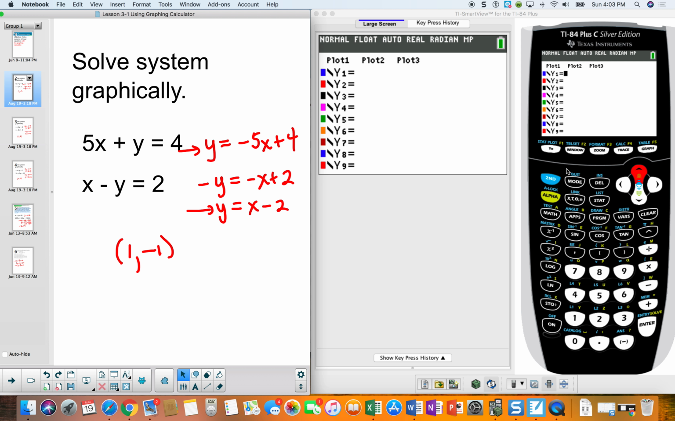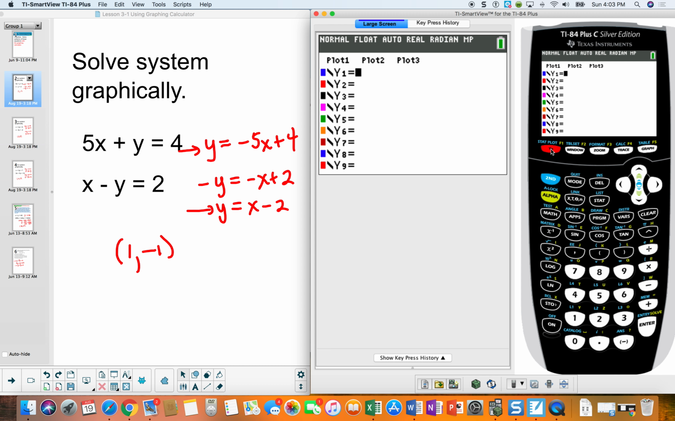So let's go over here to our calculator, and you press y equals here. If you have anything in there, go ahead and clear it. I am going to put a negative and use a negative symbol, not the subtract symbol. 5, and here's the variable key, plus 4. I'm going to go down to enter my second. Remember, solve for y, and that'll be my variable x, subtract 2.